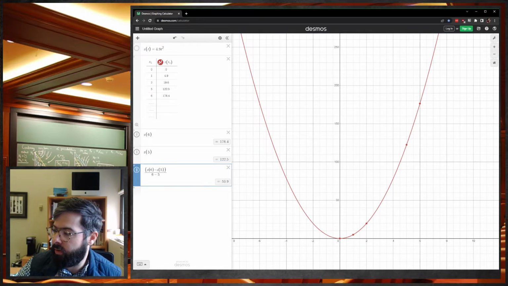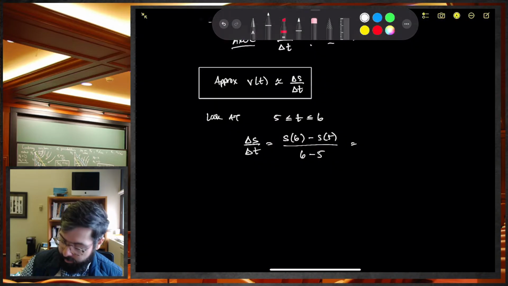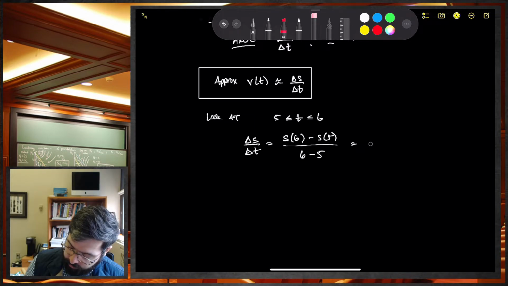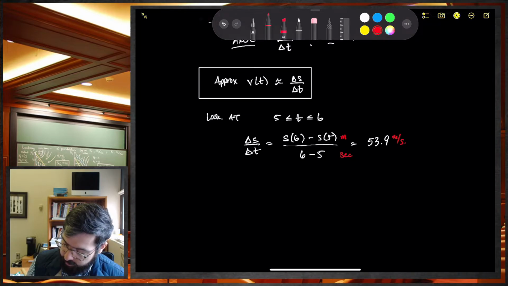Let's come back to our paper here. So this is 53.9. What are the units here? Well, it's the units of the top, which is meters, over the units of the bottom, which is seconds. So that's all meters per second. Okay. So now this is our approximation.